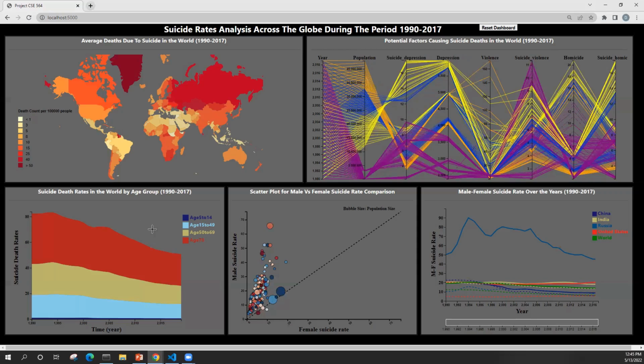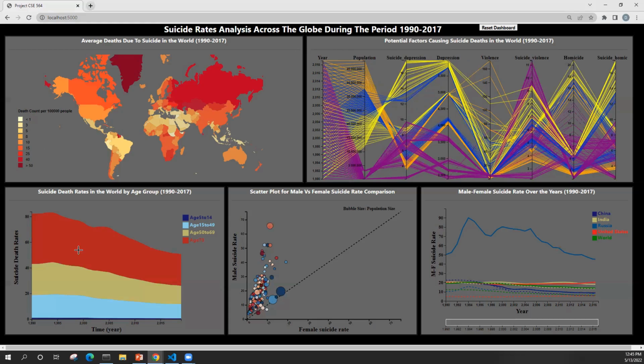The third one is the stacked area chart. This chart shows the suicide rates based on four different age groups. The first one is 5 to 14. The second is 15 to 49. Third is 50 to 69. And the last one is 70 plus.